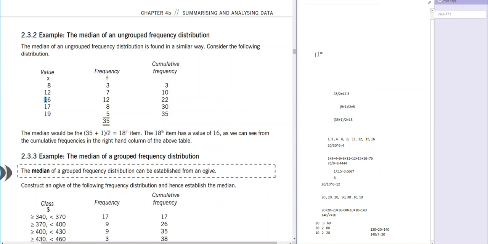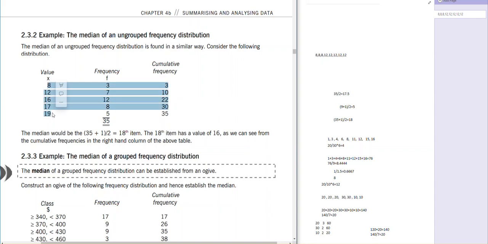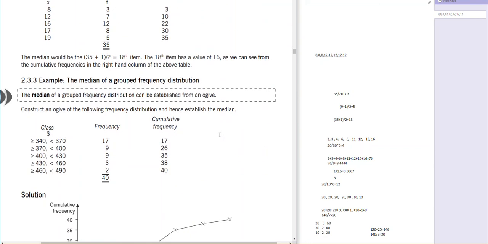If I write it like this, 8, 8, 8, and then 12, 12, 12, 12, 12. And if you go on like that, the 18th number would be 16, because we know that from our frequency. Obviously, this frequency should be arranged in the right order, so you should start from lower to the higher. So median is that middle value. It is not average. Remember that.